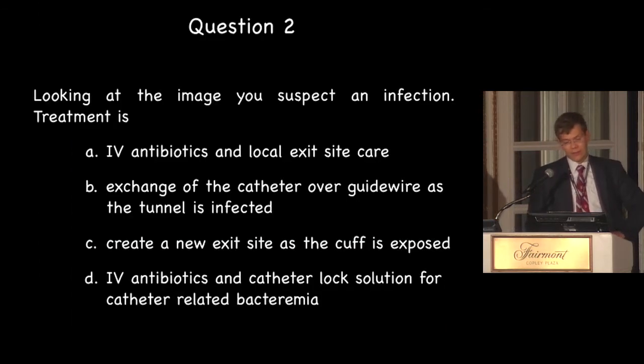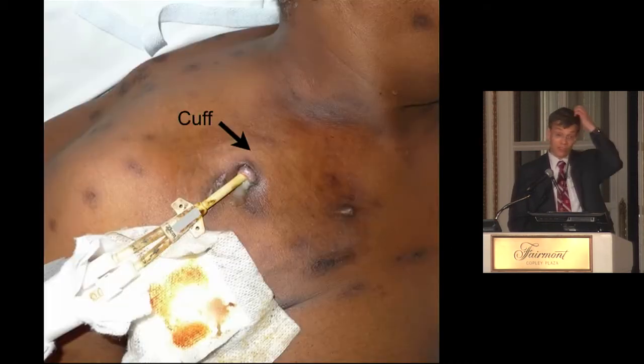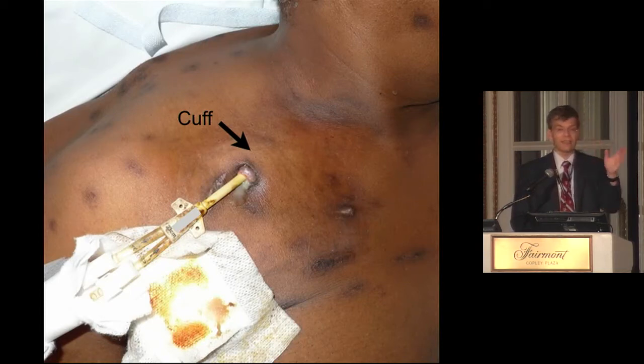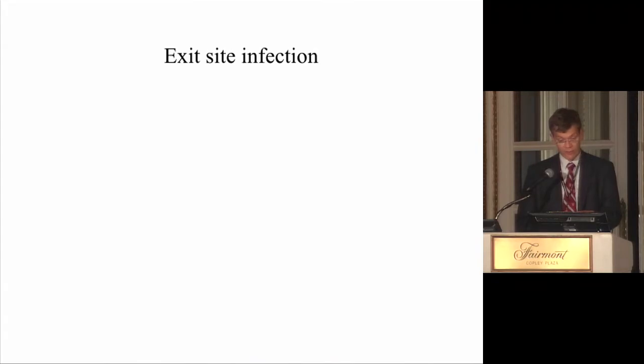And the question is, yes, you suspect an infection, some discharge, but what type of infection is it? What do you do? So you give IV antibiotics and local exit site care if you think it's an exit site infection. We'll look at that in this case. So the cuff basically is just inside of the exit site, and it separates a colonized segment from a sterile segment. So the tunnel is sterile, the skin exit site is colonized. So you want to make sure, is the tunnel affected or not? If the tunnel is affected, it's a different story. If it's only the exit site, you can usually treat that with antibiotics and rescue the catheter.